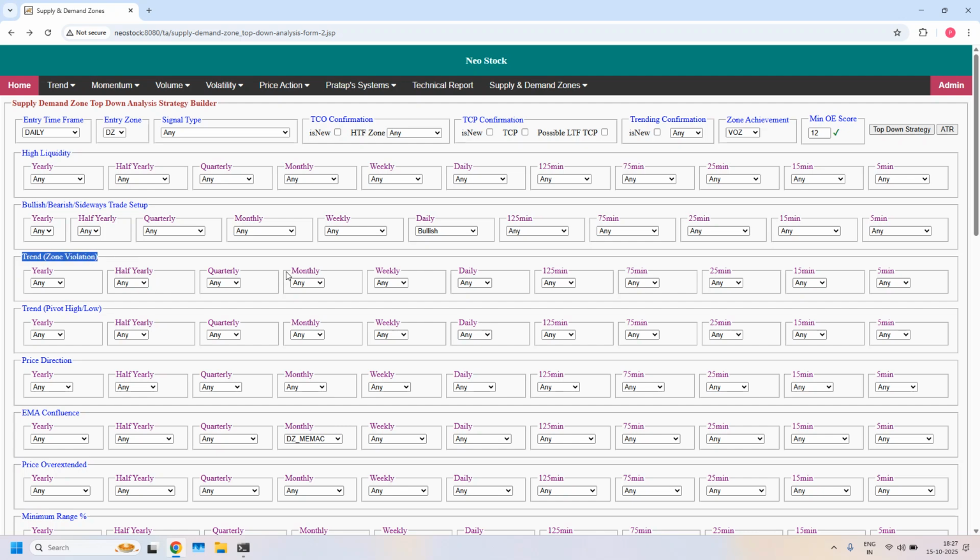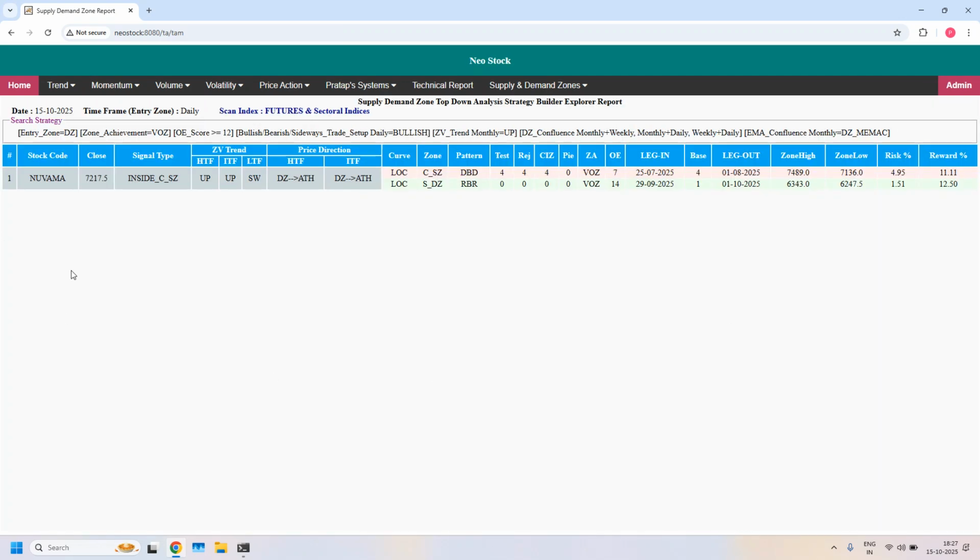trend on the monthly should not be sideways. It should be uptrend because it is bullish trade setup. So one stock is filtered. So this one daily demand zone is having more high probability to get success, provided lesson 20 checklist items are satisfied. Otherwise higher chances of zone violation. So this is bullish trade setup for monthly income trade.